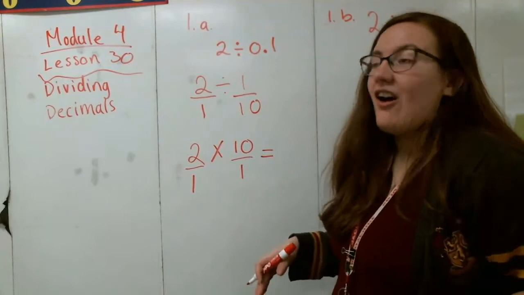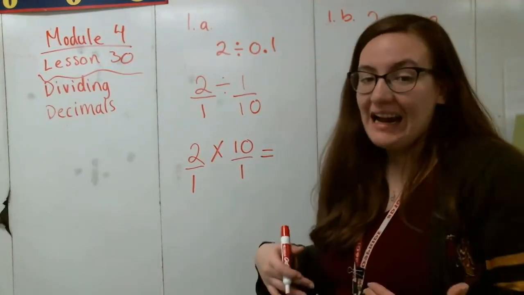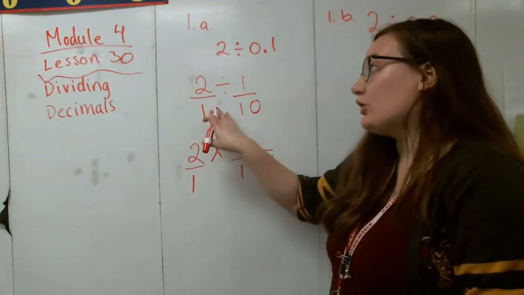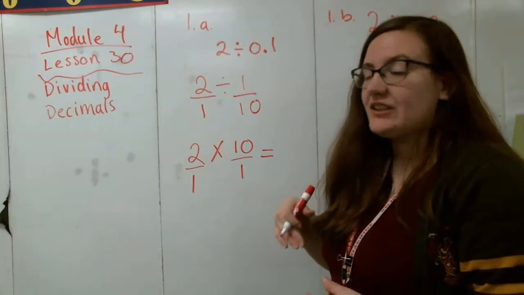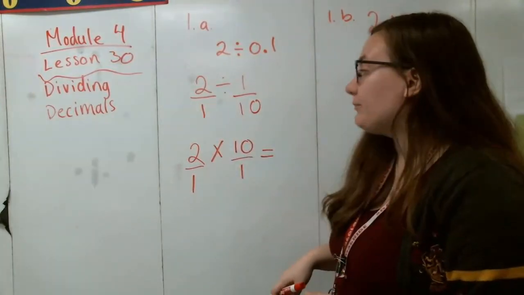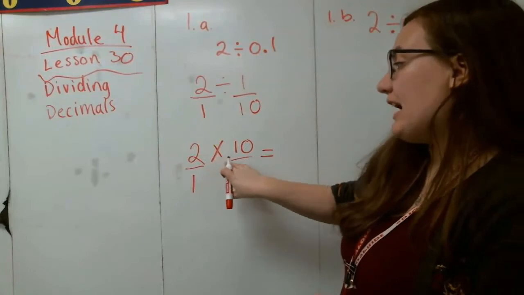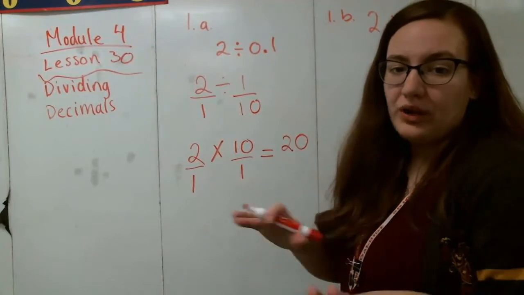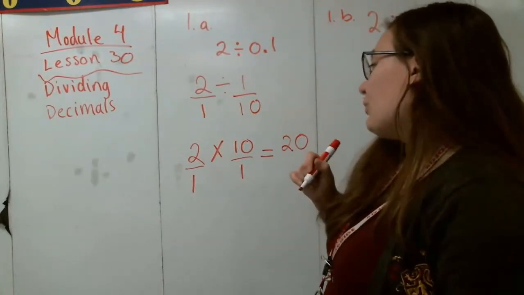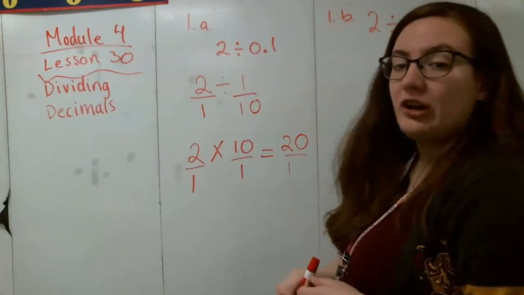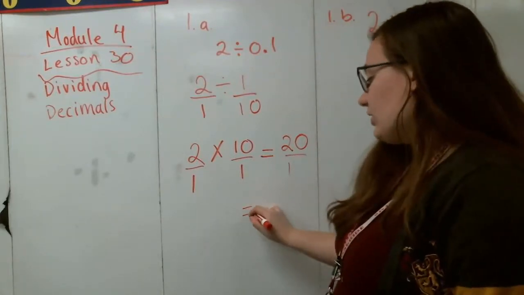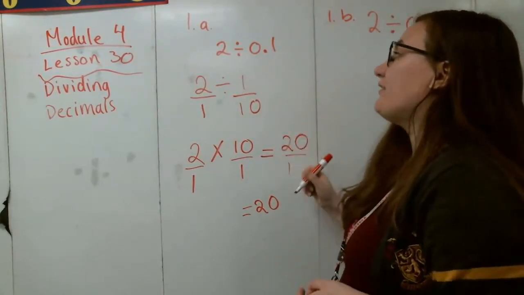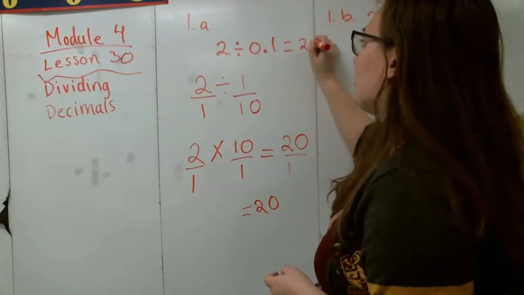As you can see, all of our steps so far have been almost exactly the same as the steps we would use to multiply decimals. It's just using those rules that we know for dividing fractions to help me out with that next part. So now we have 2 times 10, which gives me 20. And then 1 times 1, which is 1. But since it's a whole number, I'm just going to leave it alone. I don't really need that 1 underneath it because it's just showing me that 20 divided by 1 equals 20. And that is my final answer. So 2 divided into tenths equals 20.